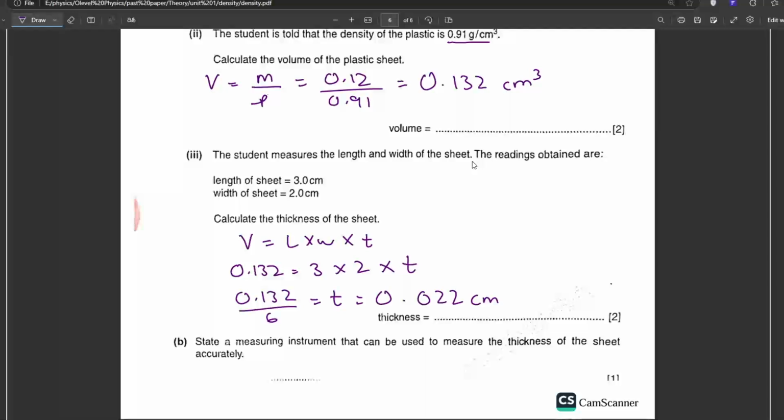State a measuring instrument that can be used to measure the thickness of the sheet accurately. Obviously, a micrometer screw gauge. Such low values of thickness can only be measured using a micrometer screw gauge.